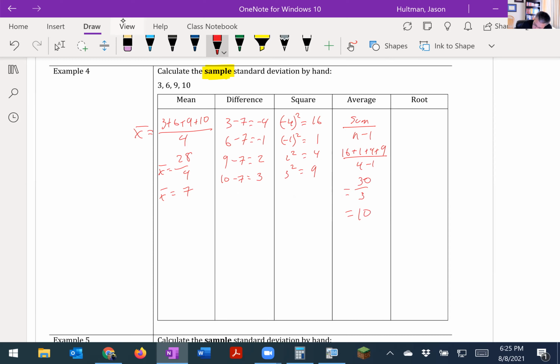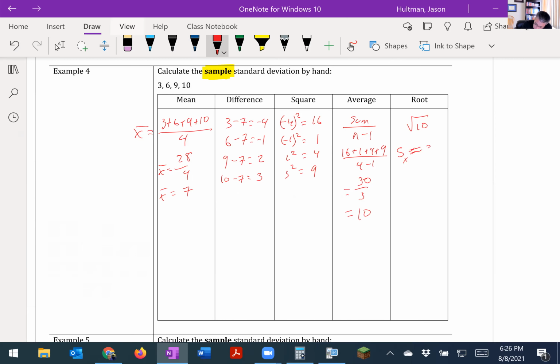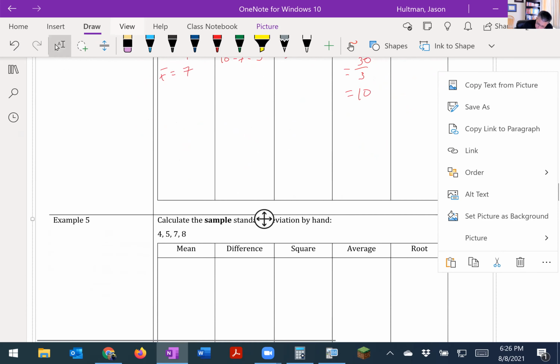And then what are we going to do on the last step? We're going to square root that 10. And so this is S. Don't forget that this is S, or sometimes referred to as S of X. S, not sigma this time, because it's a sample, and this is going to be the square root of 10, which is approximately what? Let's go to the calculator. The square root of 10 is 3.16 or about 3.2. So S of X is about 3.2 for the sample.